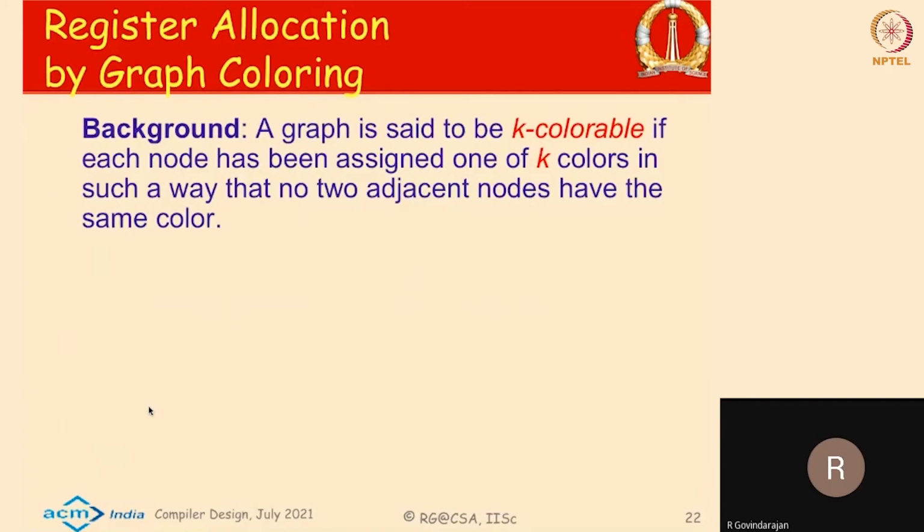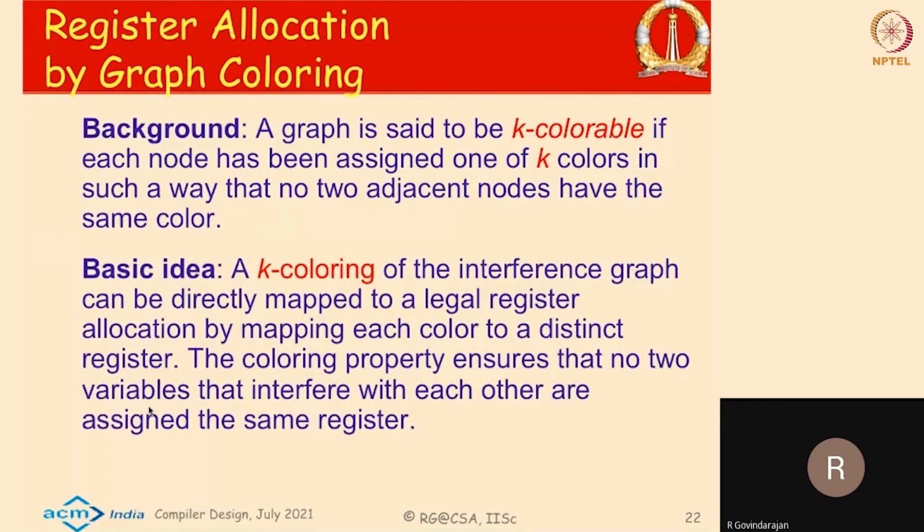So again, some background here. A graph is said to be k-colorable if each node can be assigned one of the k colors such that no two nodes which are adjacent to each other have the same color. This is the same problem that we have defined.